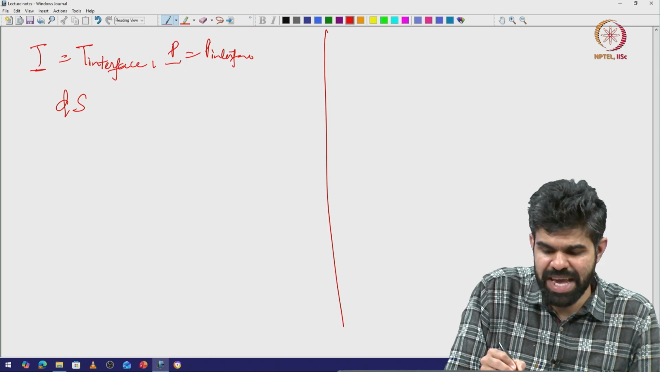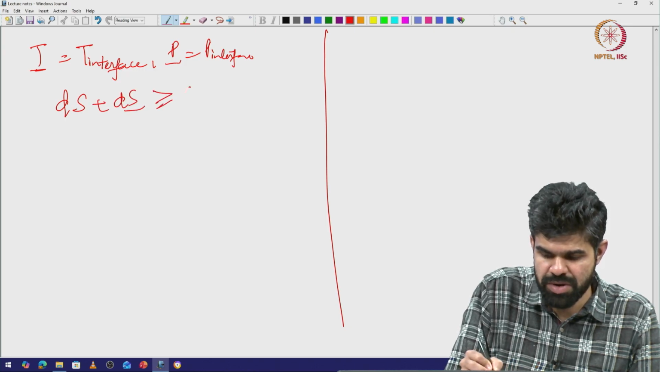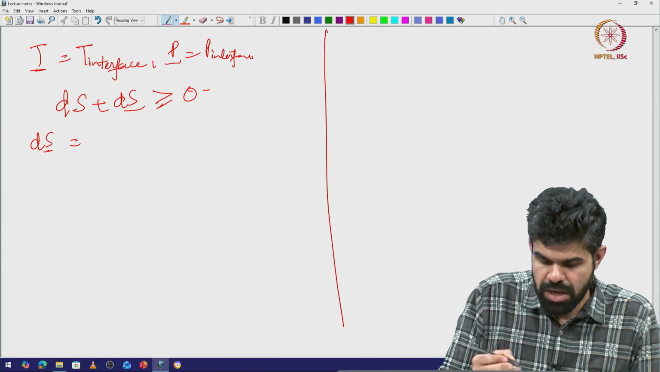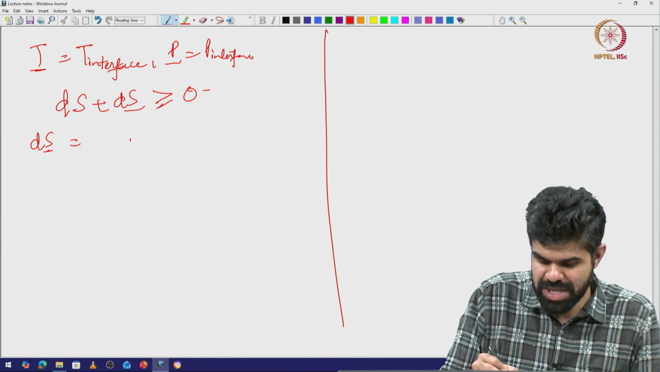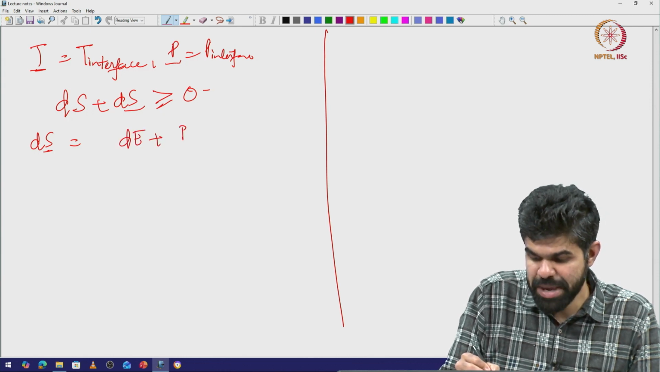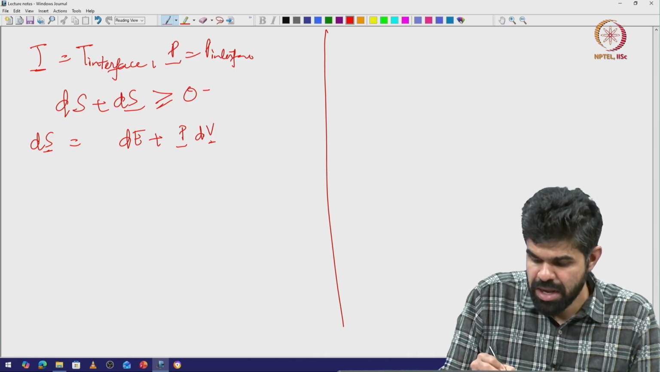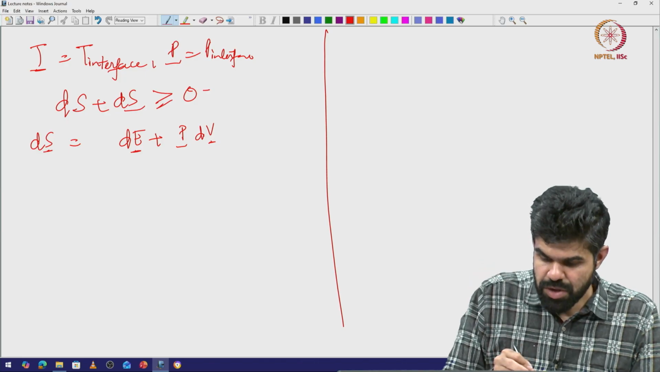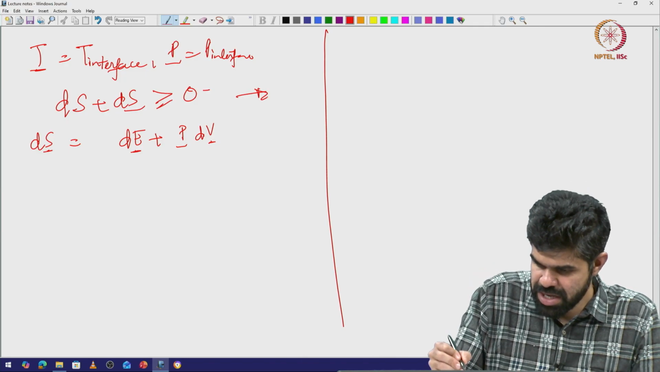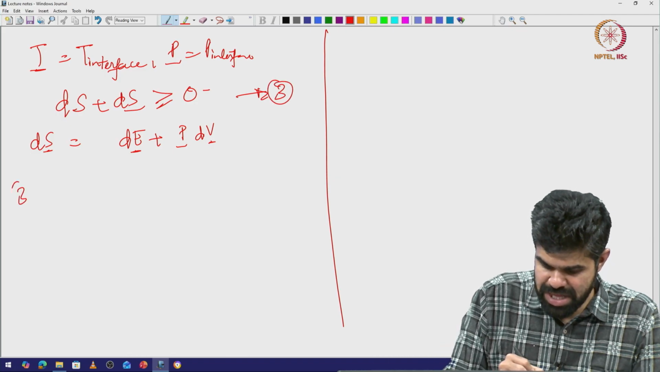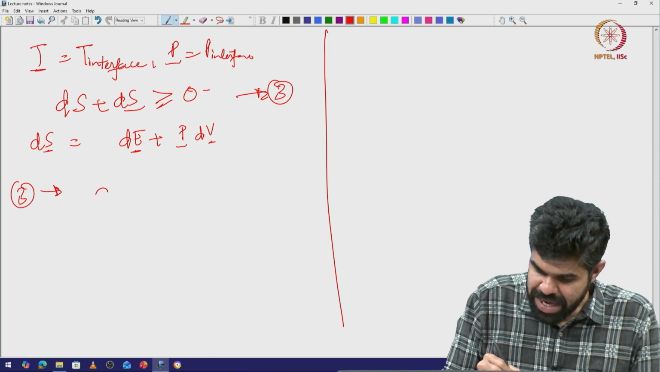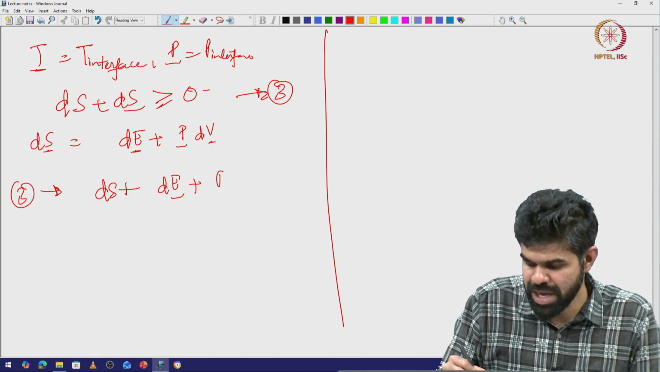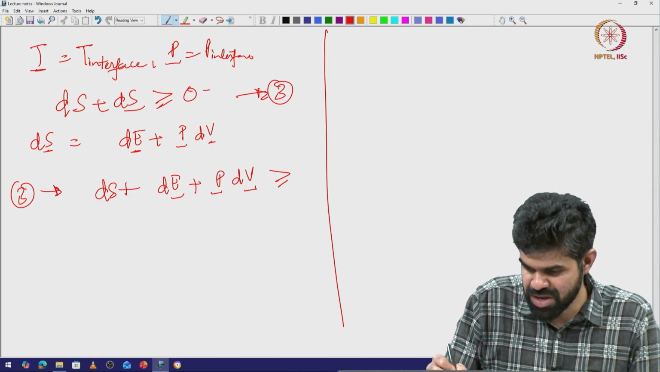write this equation of dS plus dS bar is greater than or equal to 0, where dS bar now, what is dS bar? dS bar comes from the first law of thermodynamics, that is dE plus P dV, but then everything is for the surrounding, dE bar plus P dV bar. So, if I look at this equation, this is equation 3, let us say. Equation 3 then turns out to be dS plus dE bar, which is that of a surrounding, plus P dV bar is greater than or equal to 0.